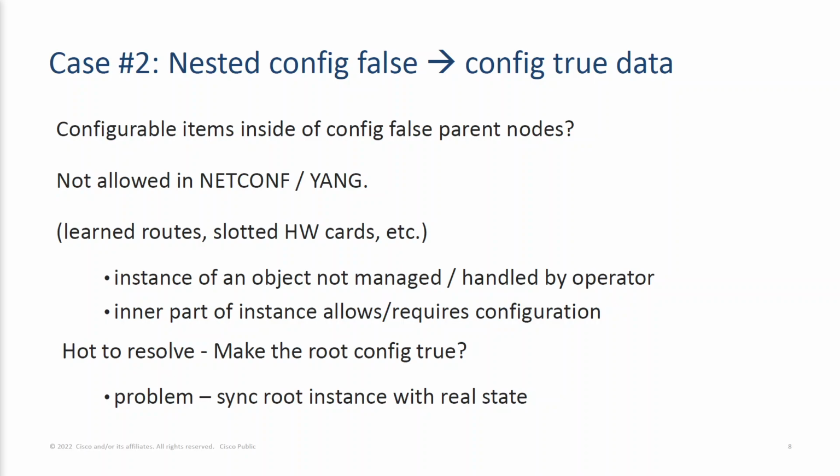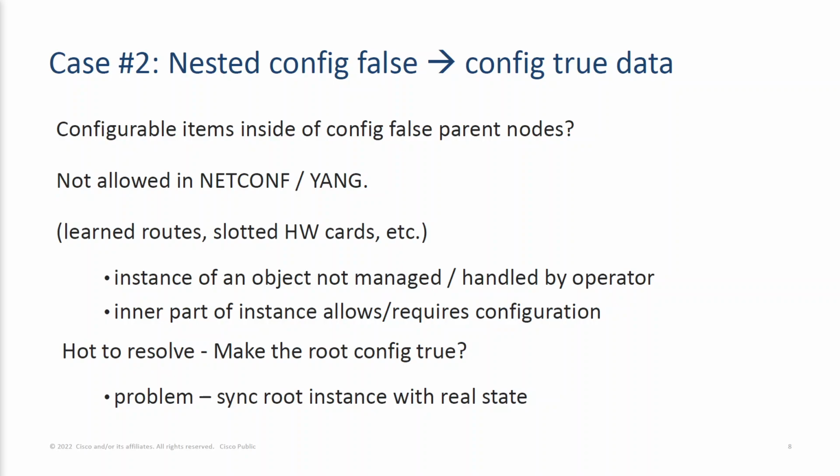Let's look at another case mentioned in the beginning of this video. Nested mix of config true and config false data. A side-by-side mix of different config true and false is not a problem. Our case describes configurable items that should be nested inside of config false data. Such a case is not allowed by NETCONF or the Yang standard itself.